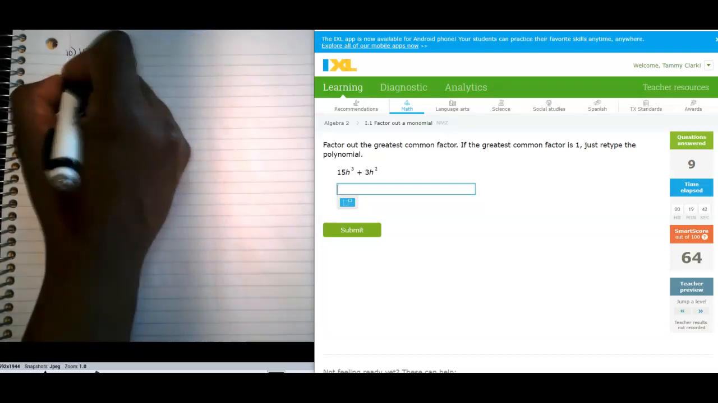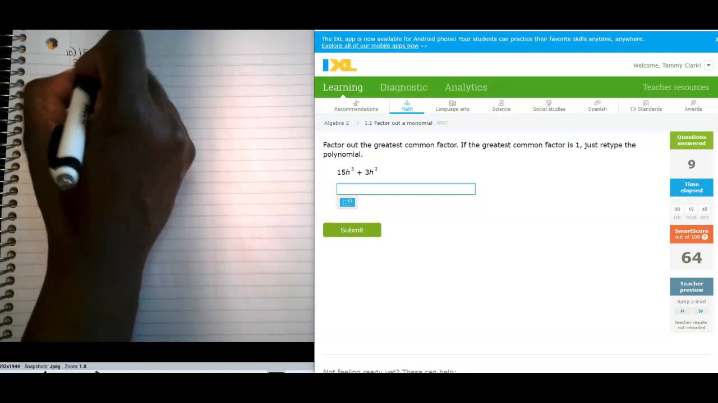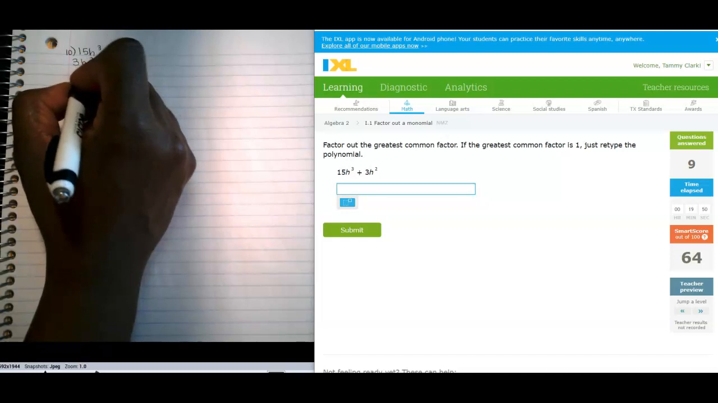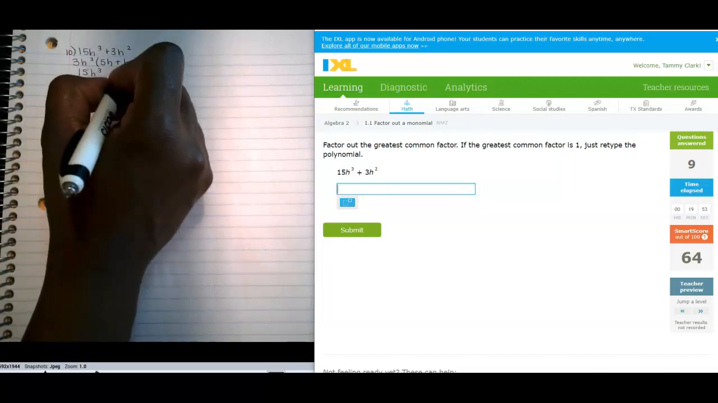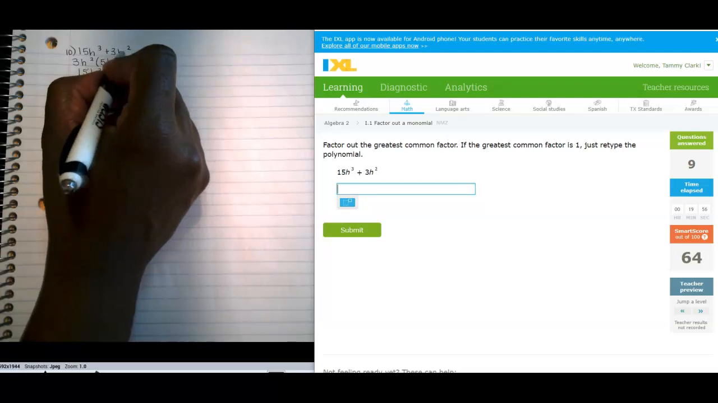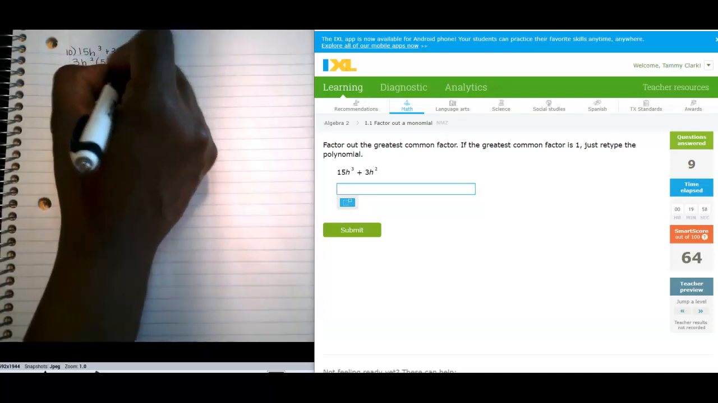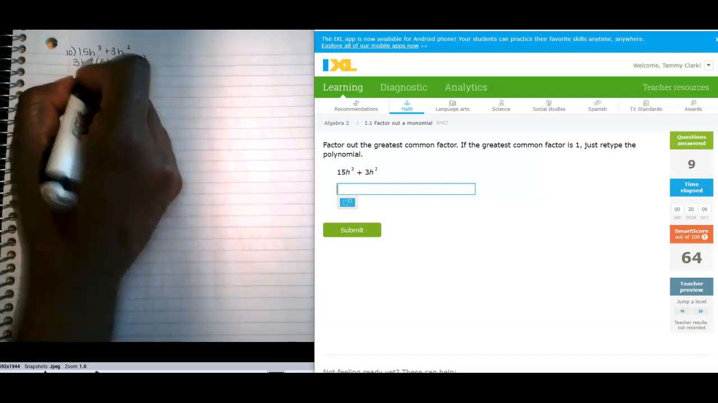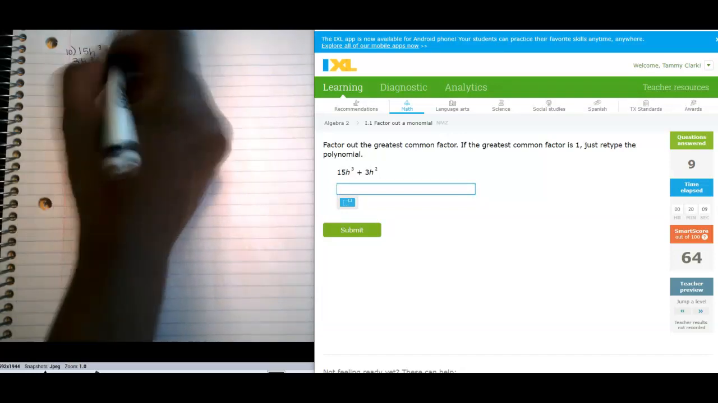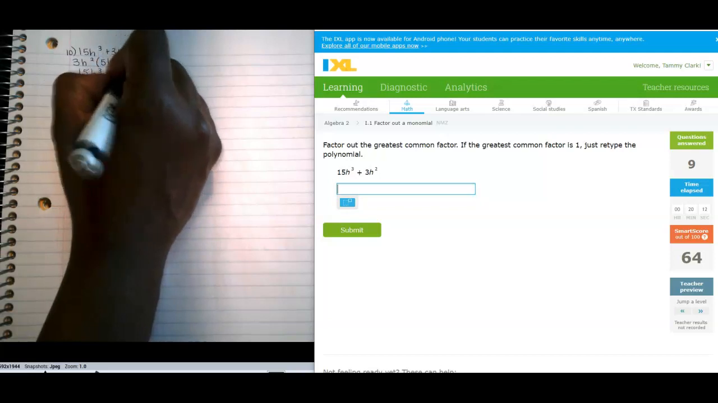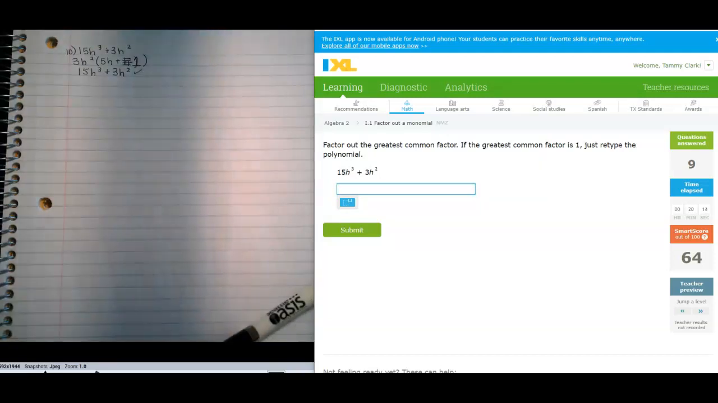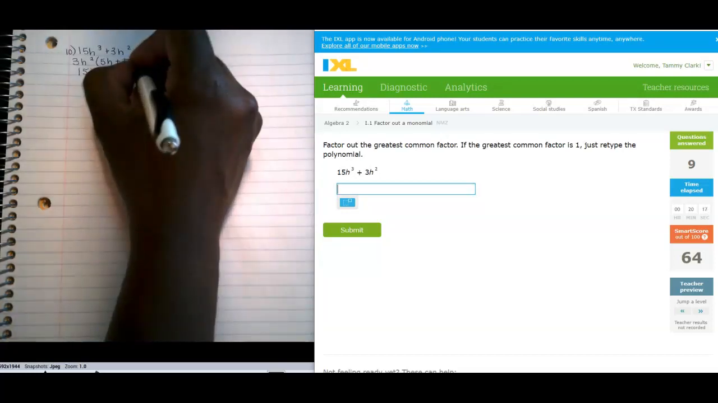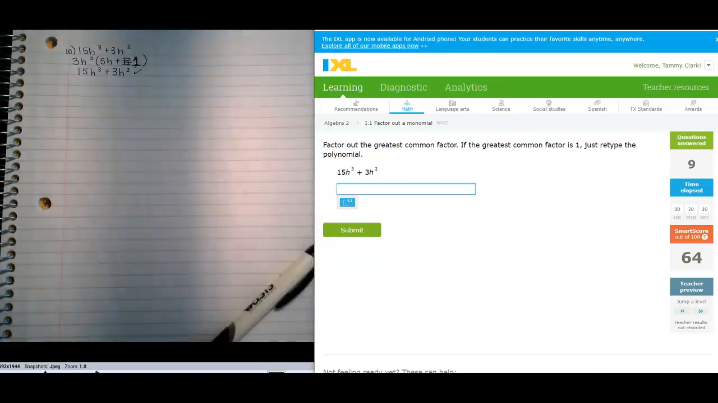Now let's check it. 3 times 5 is 15. H squared times h is h cubed. And then 3h squared times h is 3h cubed. That is not what that says. So this should not be an h. Hopefully you were like, no, Miss Clark, that's not right. It should be a 1. Because 3h squared times 1 is 3h squared. There we go. Now we can check it off. Can you see my 1 right there? Okay. So let's go ahead and put that in.